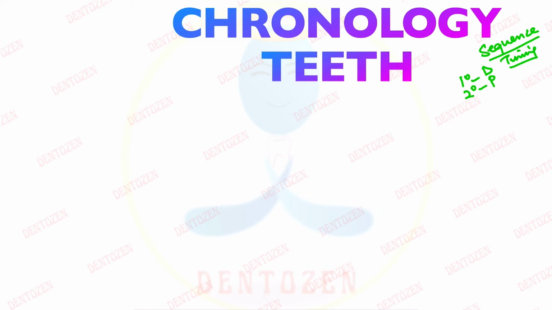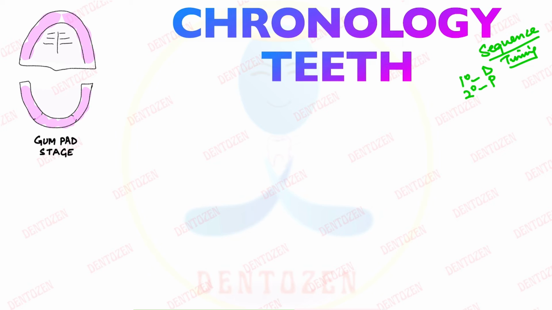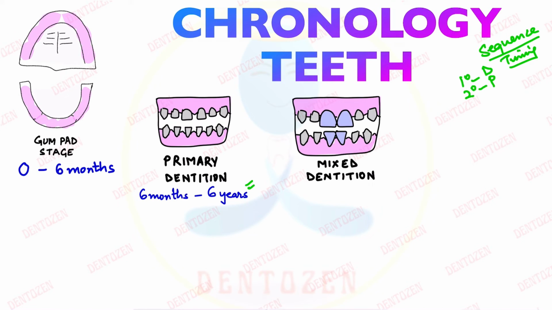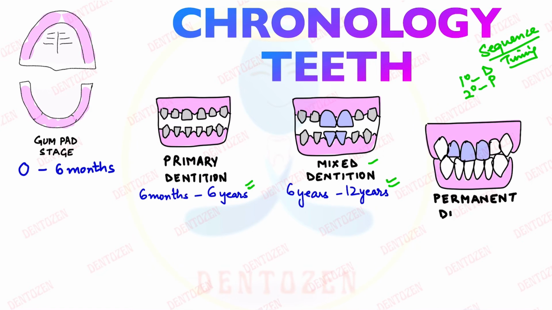Initially we have no teeth in our mouth. That stage is called the gum pad stage, when we have only gum pads, that is from 0 to 6 months. But at 6 months our first primary tooth starts to come, and by 6 years of age they remain in the mouth. When at 6 years our permanent teeth start to replace them, and all the permanent teeth are there by 12 years. So after 12 years we have only permanent teeth. So we can say all the permanent teeth replace the primary teeth.